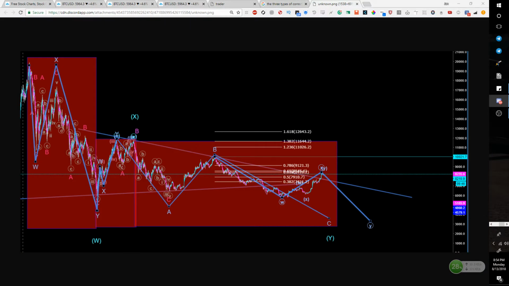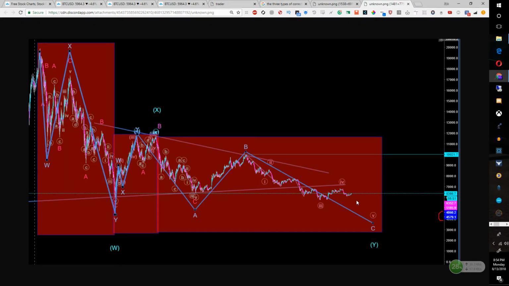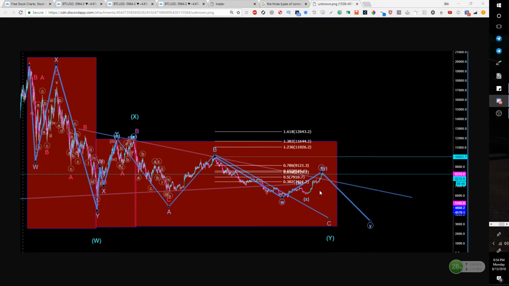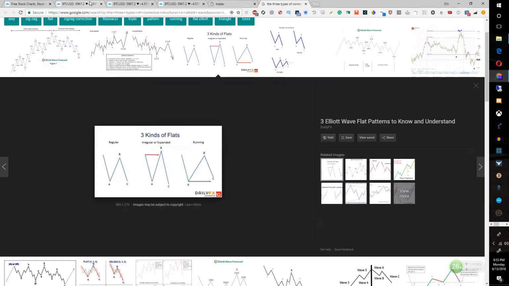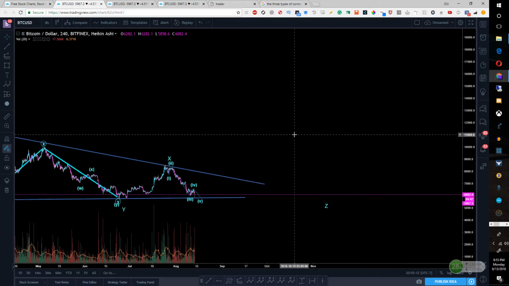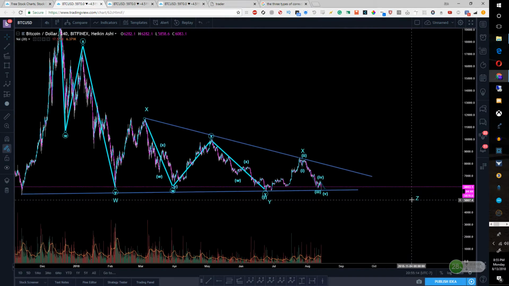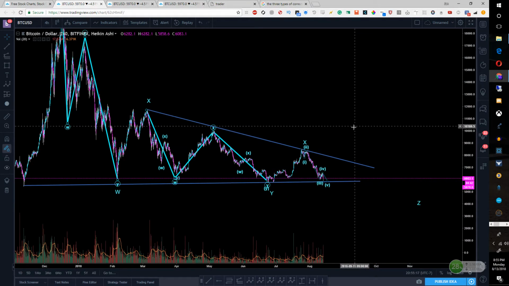Yeah, that would be possible. This was a possibility until we flew up all the way. So this was one of my possible counts. So yeah, this is another possibility, but it's not probable because this is an ABC, right? ABCs always end in 1, 2, 3, 4, 5. This is WXY, so that's not allowed. So this is the only valid count right now. This is the only valid count I see long term for BTC.